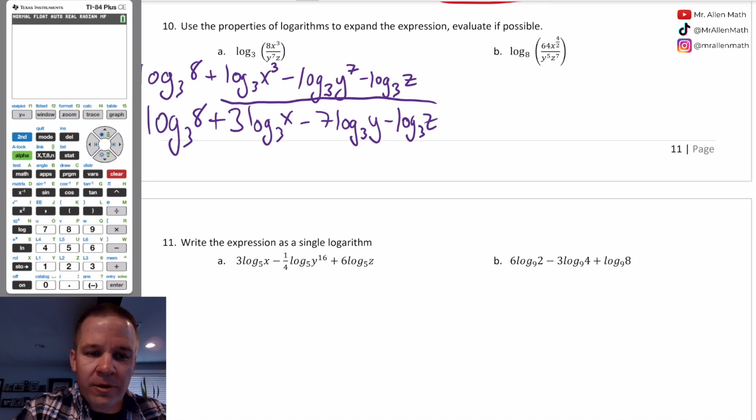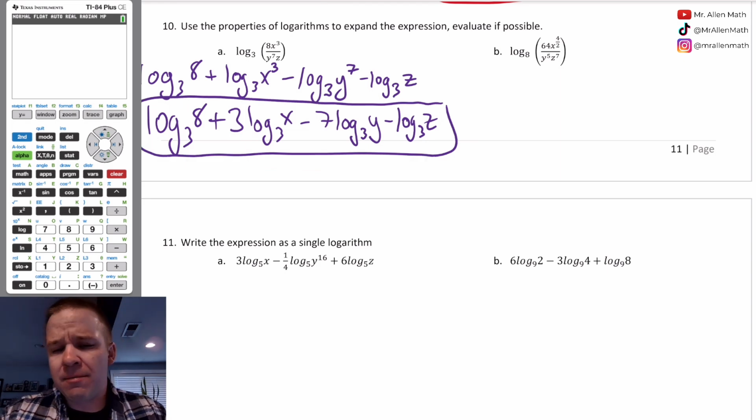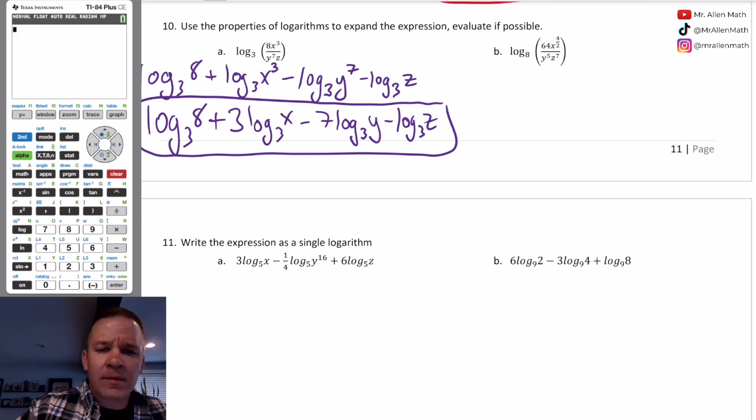And that will be our fully expanded logarithmic expression. I kind of ran out of room there. Beautiful. I also fixed the box. It was irritating me, you know. All right. Next one here.